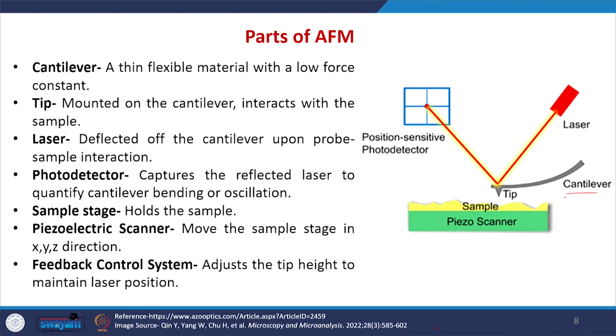The first one is the cantilever. The cantilever is a thin flexible material with a low force constant, and the tip is mounted on the cantilever, which interacts with the sample. Then we have the laser. The laser is deflected off the cantilever upon probe-sample interaction, and we have the photodetector, which captures the reflected laser to quantify cantilever bending or oscillation. We have a sample stage which holds the sample, and a piezoelectric scanner which can move the sample, and we have the feedback control system which adjusts the tip height to maintain the laser position.